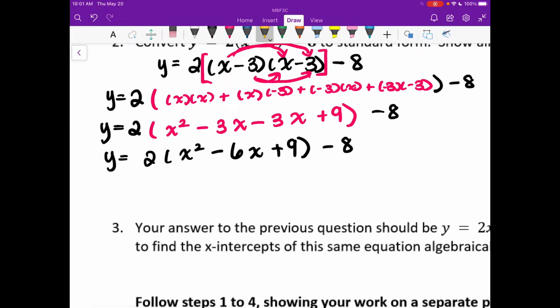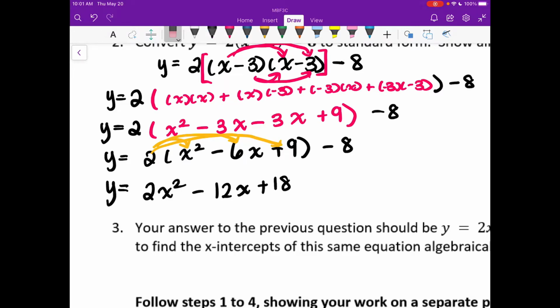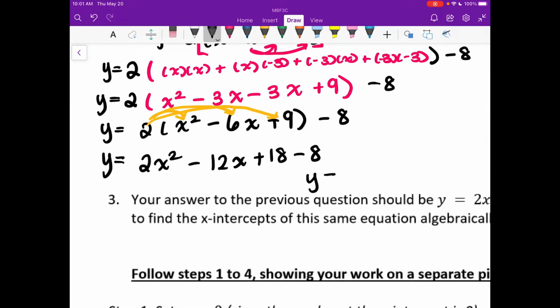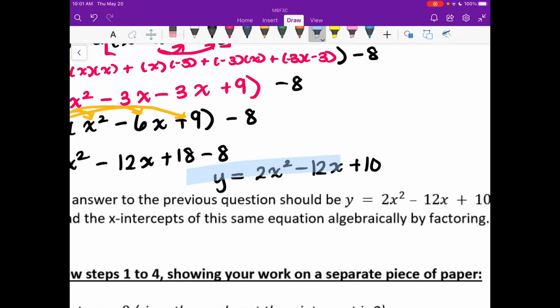Now I need to distribute that 2 in. So I'm going to multiply everything inside that bracket by 2. So it becomes 2x squared, 2 times negative 6 is going to be negative 12x, 2 times 9 is 18. I'm sorry, I didn't give myself enough room to draw in the arrows, so it looks kind of messy. And then I have that minus 8 left over. So now I'm going to collect my like terms there. So I'm left with 2x squared minus 12x, 18 minus 8 is going to be plus 10. So that's what my equation is in standard form.